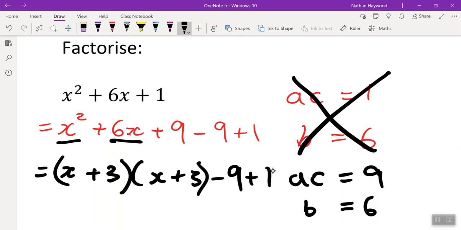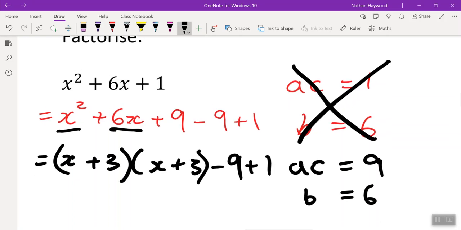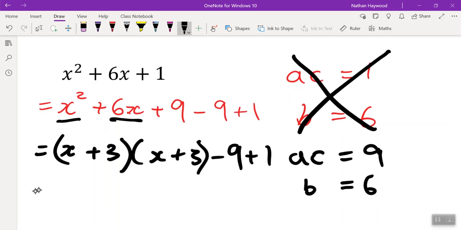So that is the whole point of completing the square. We turn our equation into one that we can factorize. So we're not finished yet. All right? So we can rewrite these brackets as x plus 3 squared. What about minus 9 plus 1? What does that become? Minus 8. Very good.